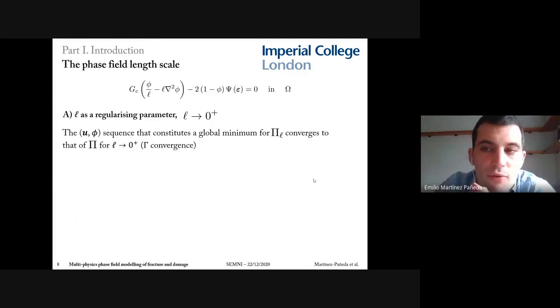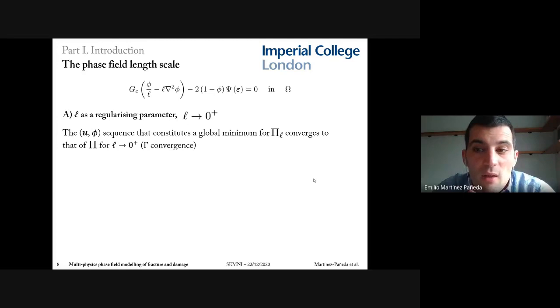But before I say a few things about how to solve that system, let me say something about the phase field length scale. This is a question that I get pretty often. From a numerical perspective, having a length scale is very convenient because it regularizes the problem. But this, of course, comes at the cost of adding one additional parameter. And people wonder about the physical meaning of this parameter. There are two approaches to this.